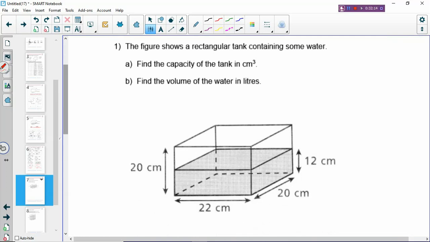So the figure shows a rectangular tank, which is a cuboid. So every time you see a rectangular tank, then you are looking at a cuboid, and this cuboid contains water. So find the capacity. What is capacity? It means the volume. Can you find the volume of the tank? And your answer has to be in cm cube. Alright, so how do we find the volume of the tank?